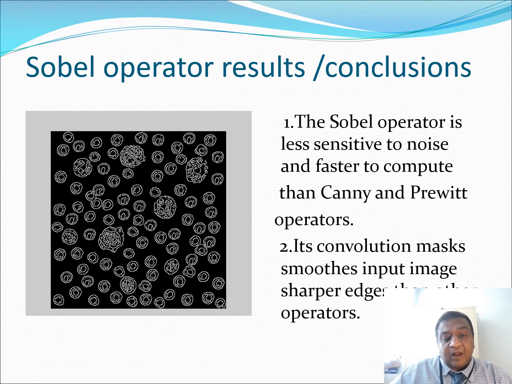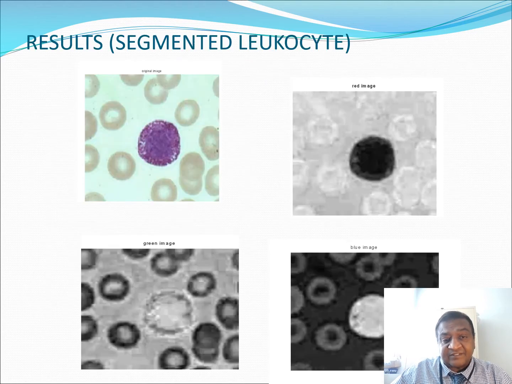Similarly, there are many edge operators. I compared the Sobel and Canny edge operators for this purpose, and I found that the Sobel edge operator gives smoother, sharper edges than the other operators. The third step is to segment the white blood cell. There are many computing techniques, like morphological technique, fuzzy logic, and fuzzy cellular neural network. I have adopted the fuzzy cellular neural network to separate the leukocytes or white blood cells.